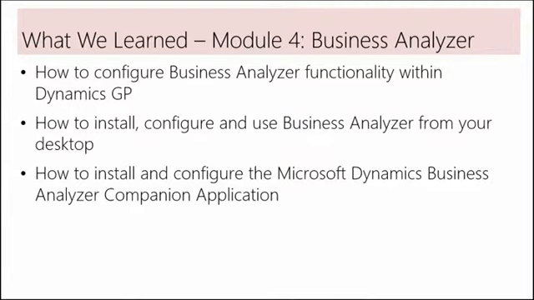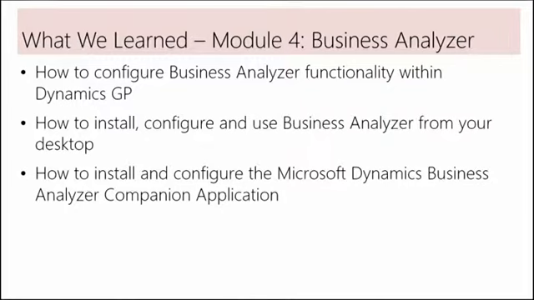Okay, so what we've learned in Module 4, Business Analyzer. We've learned how to configure Business Analyzer functionality within Microsoft Dynamics GP. And we learned, again, that comes with Dynamics GP. So once you have your SQL reports deployed, that functionality automatically lights up within Microsoft Dynamics GP. We looked at how to install, configure, and use Business Analyzer for the desktop. Again, this is an additional product that you add on from your Microsoft Dynamics GP media. You go under the additional products, select it, and install it. And then lastly, we looked at how to install and configure the Microsoft Dynamics GP Business Analyzer companion application.